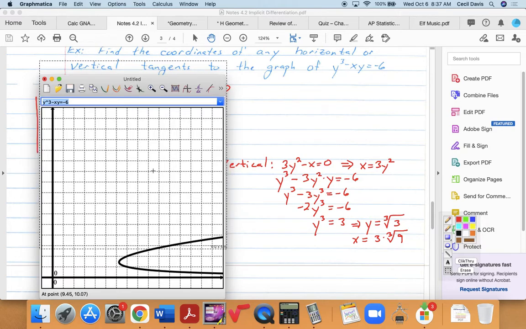So notice it doesn't have any horizontal tangent lines, but it does have a vertical tangent line. And let me.